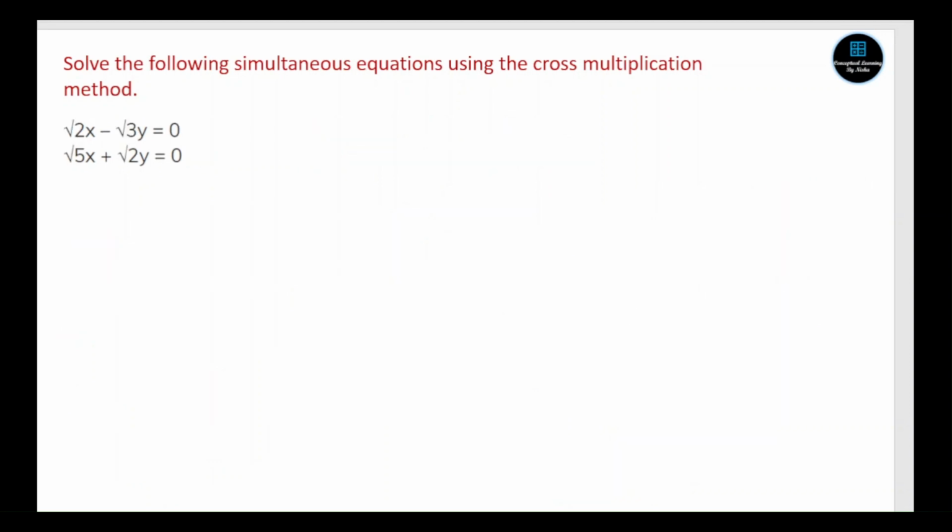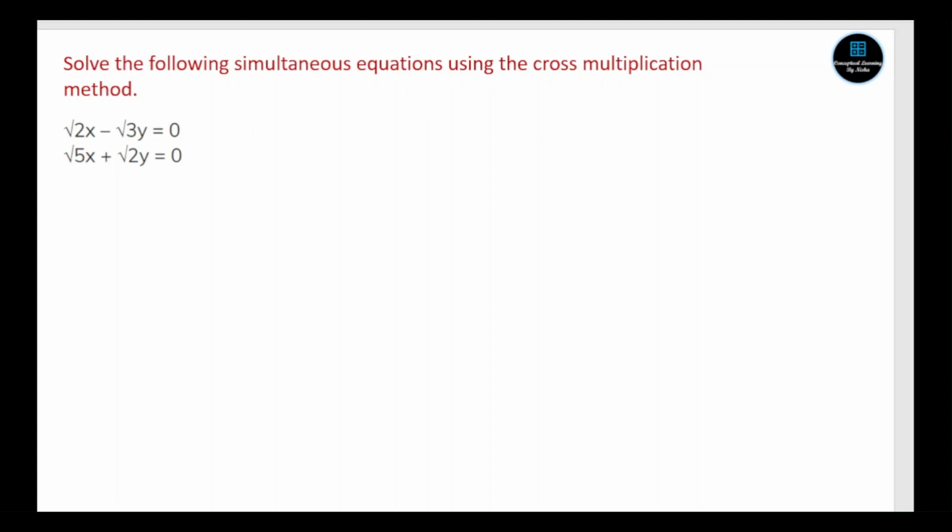Now in this question, the coefficients of x and y are given in terms of square roots. So many students are afraid of this square root. So don't do that, okay? It is very easy. Now they have asked us to solve this using the cross multiplication method. So here the values of the constants are 0, right? C1 and C2 are 0.